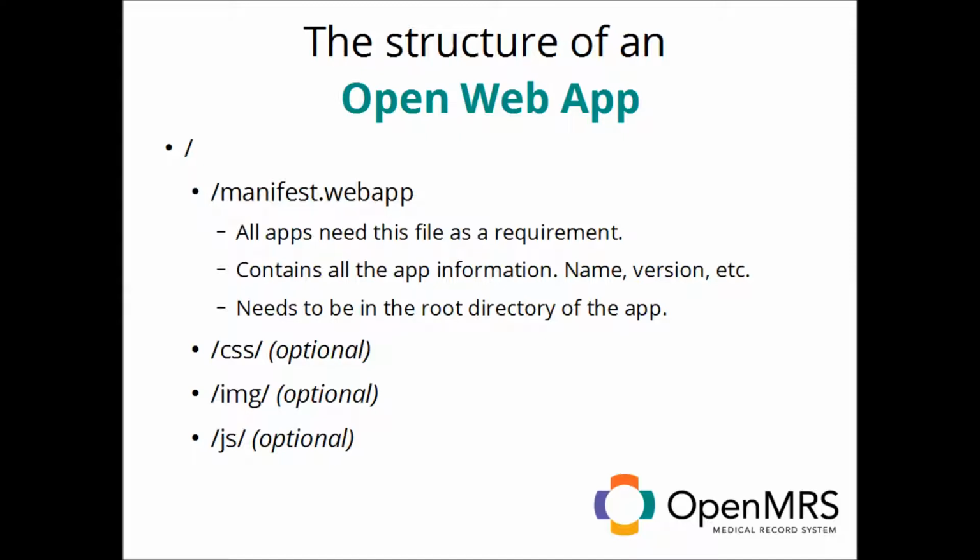It contains all the app's information, such as the app's name, the app's icons, and the app's version number. This file needs to be on the root directory of the app. Next, we have the CSS, image, and JS folders. These are all optional. You can put the files in the root directory, but it is recommended to order your files. Put your files in the CSS folder, your images in the image folder, and your JavaScript files in the JavaScript folder.